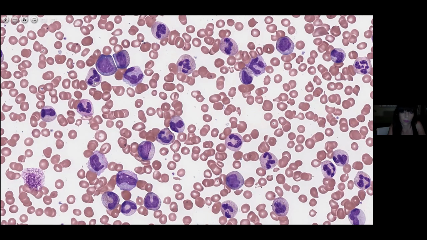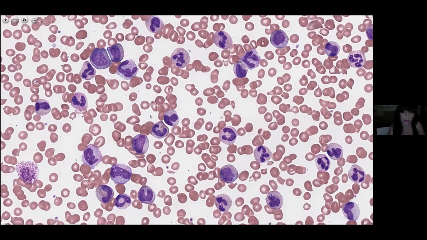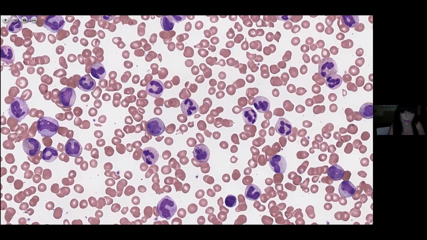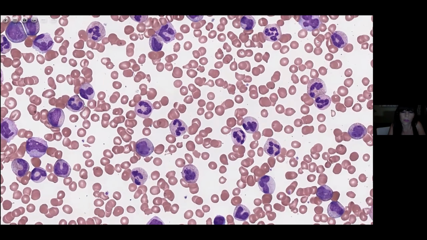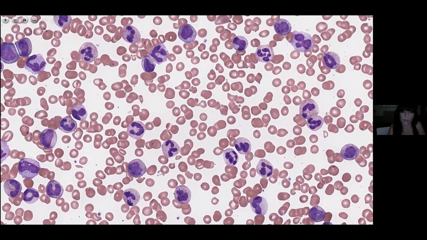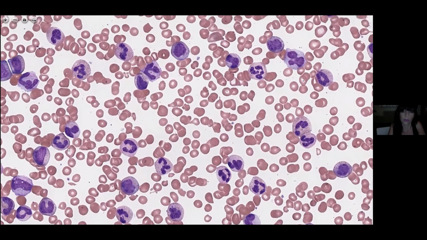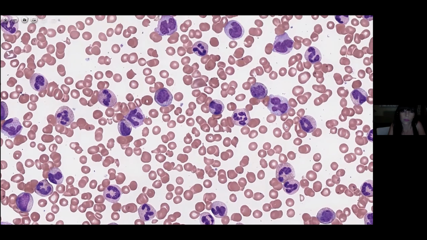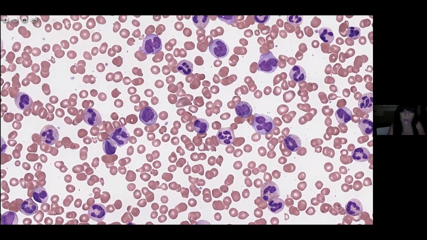Actually, one final point is that, as you've already mentioned, Sam, this kind of case should prompt us to start looking for the classical genetic abnormality related to CML, which is a translocation between chromosomes 9 and 22, which leads to a fusion product between two genes called BCR and ABL1. And we tend to do that quickly via FISH, fluorescence in situ hybridization, but there are some labs that will also do it via PCR as well.